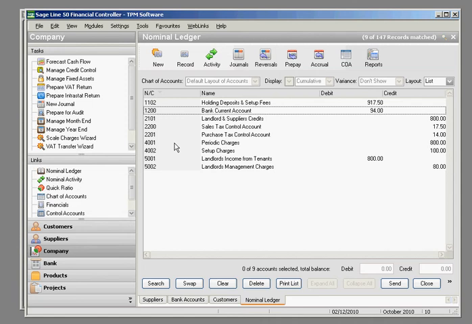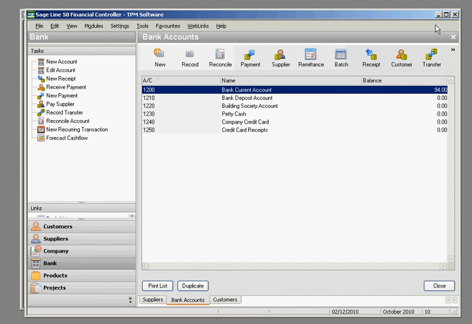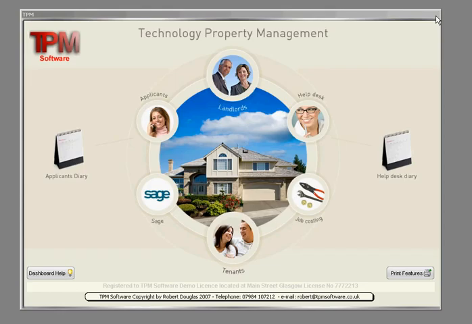And that's the nominal ledgers for you. I'll just give you a quick wee look at that. And then we'll say close, minimize, and back to TPM Software.